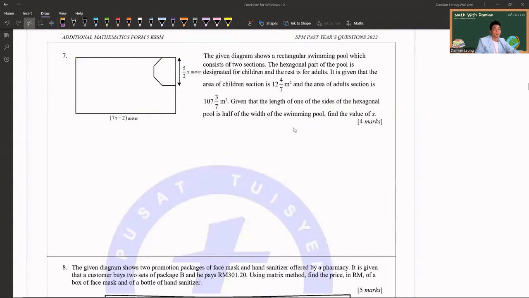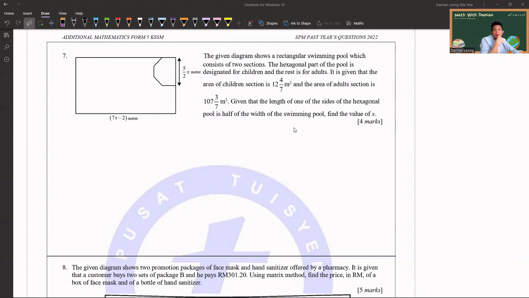Question 7. We have a rectangular swimming pool consisting of 2 sections. The hexagonal part of the pool is designated for children. Yeah, this one is for children. And the area of the children's section is 12 4/7 meters square. The area of the adult section, which is the rest, would be 107 3/7 meters square.